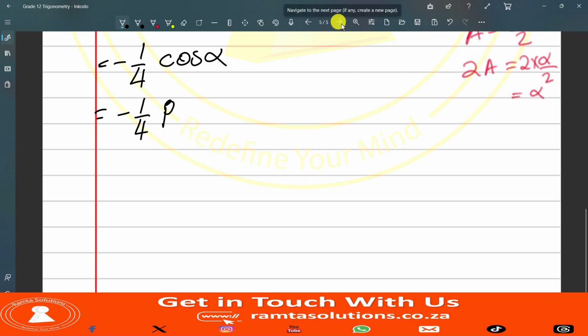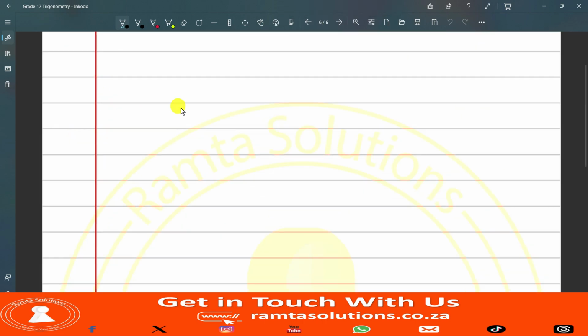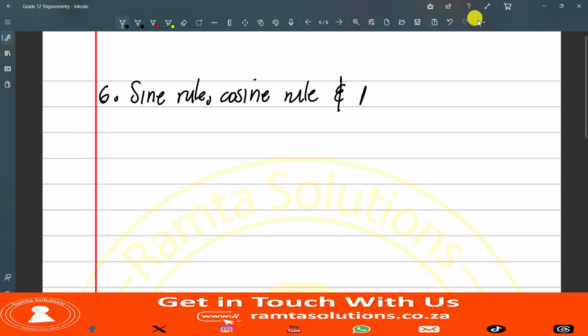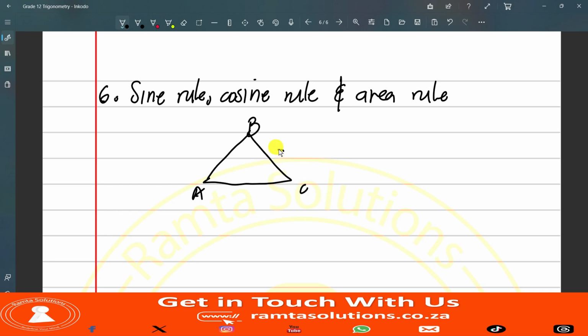Now we can go to item 6. Moving on, we go into the sine rule, cosine rule, and area rule, applying them in triangle ABC. Okay, so let's begin with the sine rule.